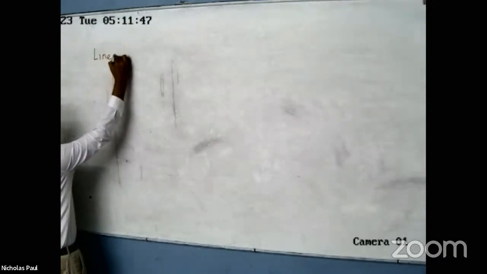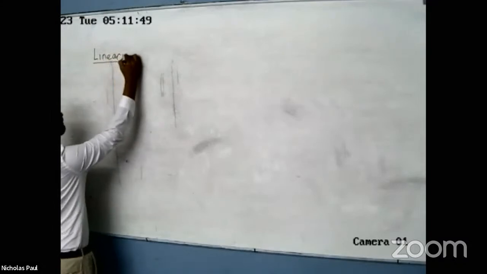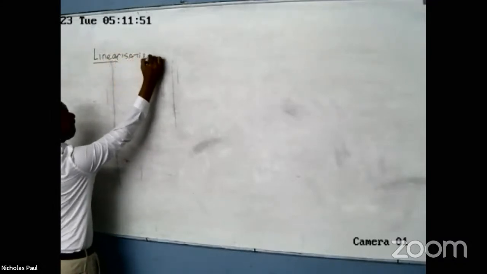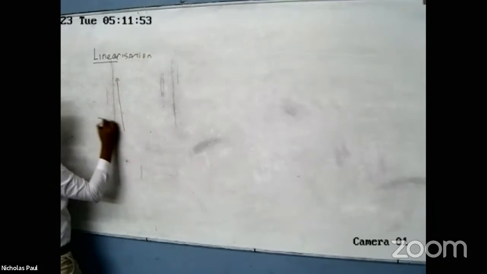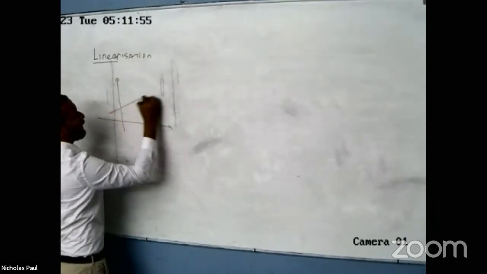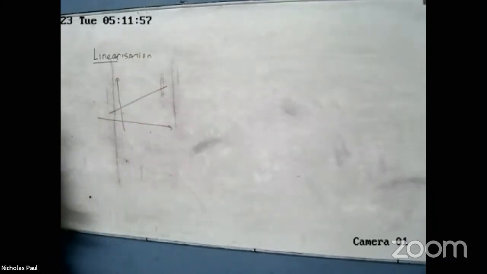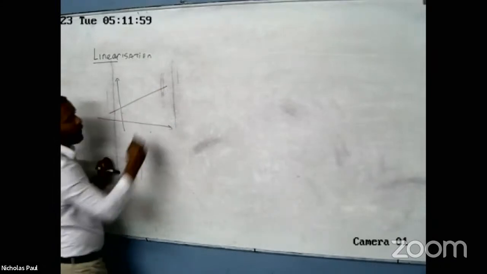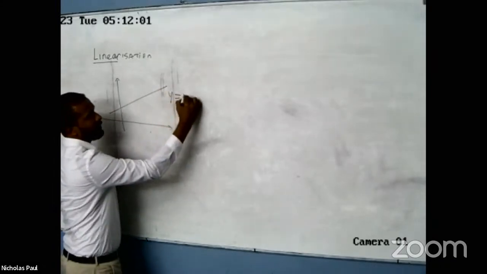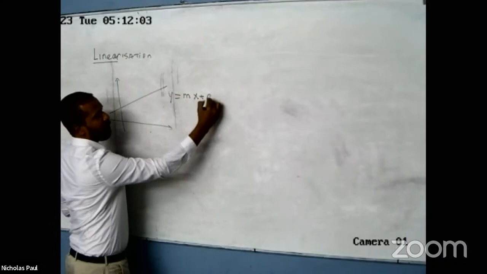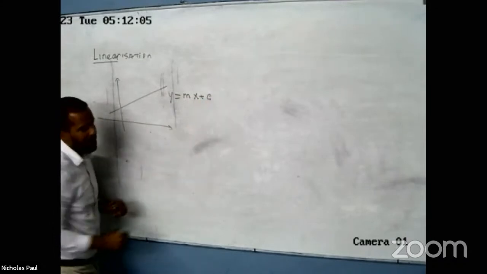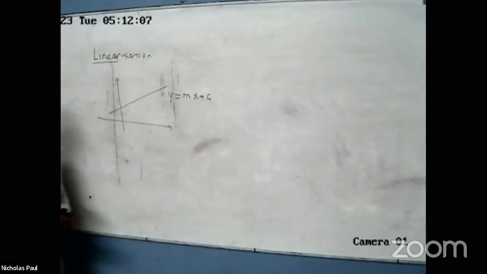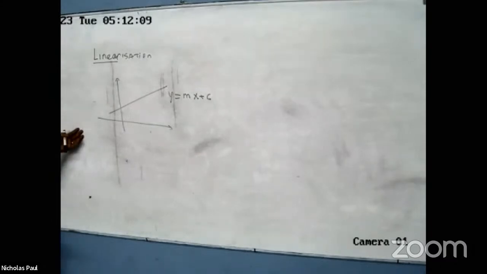All right, so you want to take a look at linearization. Just a quick reminder, what does the term linear mean? Linear basically means a straight line, right? And straight lines are generally of the form y is equal to mx plus c. So we're going to learn now how to take any equation and make it into this form.